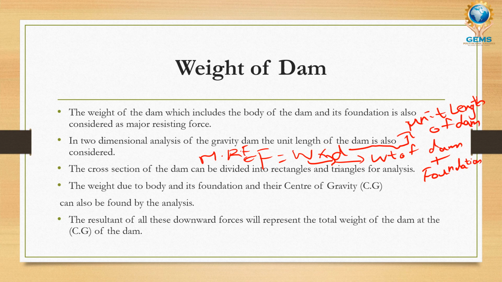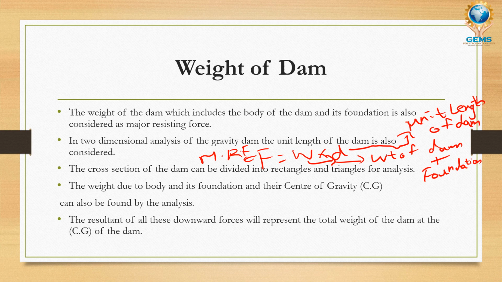And the third point here represents the cross section of the dam. The cross section of the dam is generally divided into rectangles and triangles. I have explained this in the previous slide. Like during the uplift pressure, in the downside portion there will be a triangular diagram, an inverted triangle. The same format we can use for identifying the weight of the dam by two-dimensional analysis. Then the fourth point, the weight due to body and its foundation and their center of gravity can also be found by the analysis.